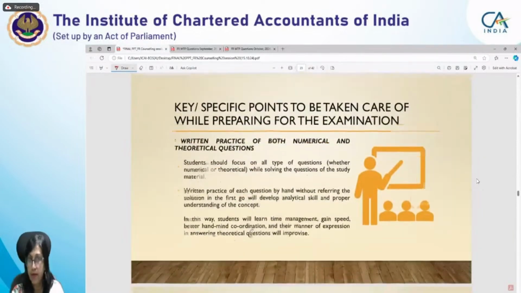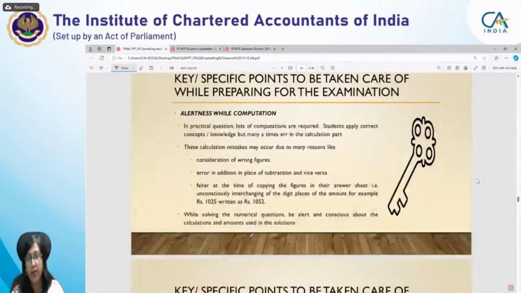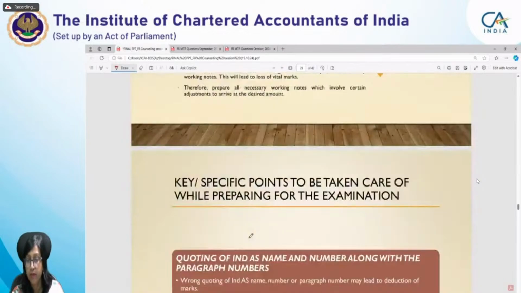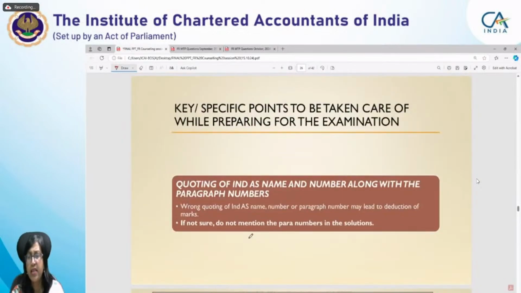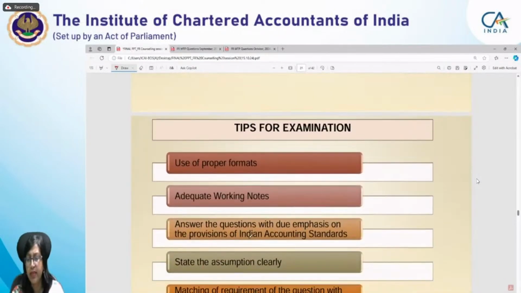It is very necessary to follow the formats when it comes to preparing financial statements. Okay. So students, this is basically what I wanted to explain to you. I want to move to your second part, that is your mock test paper.